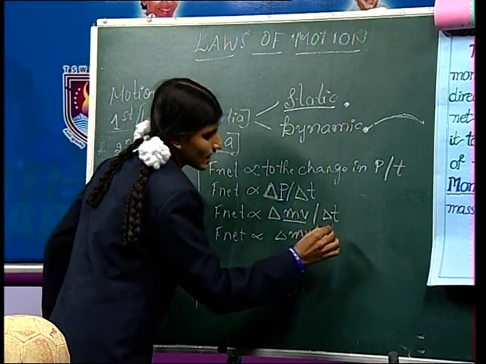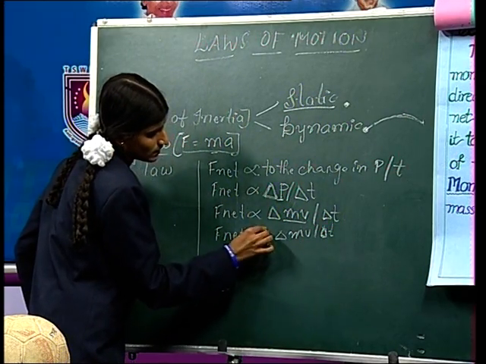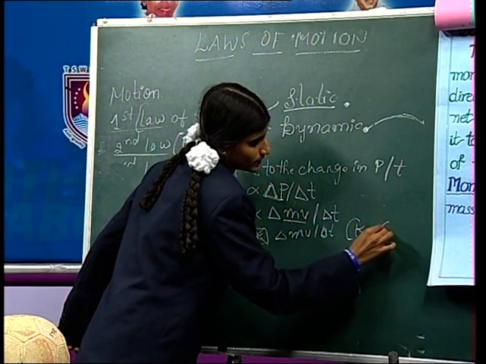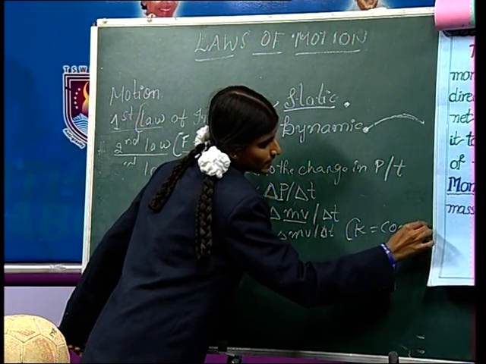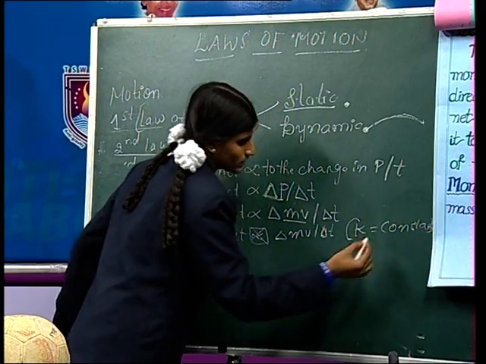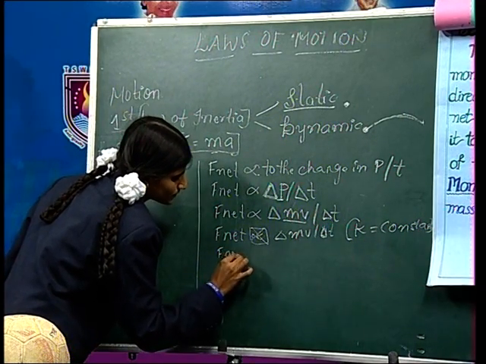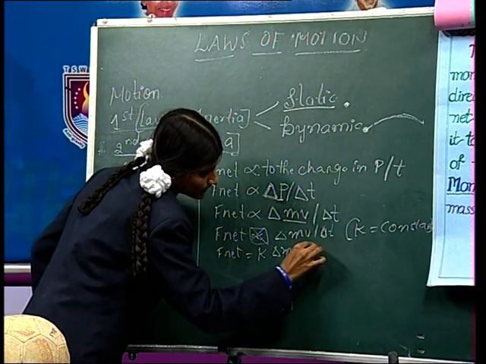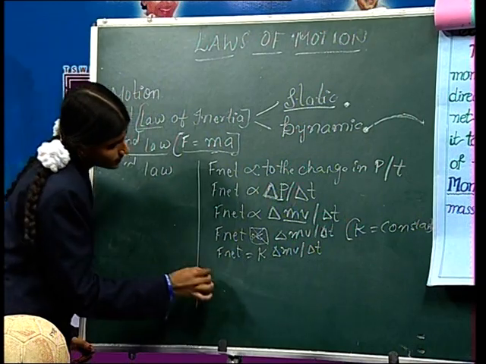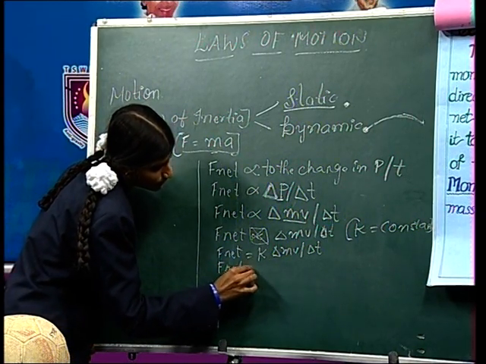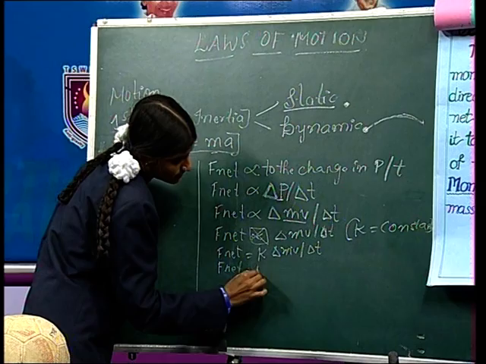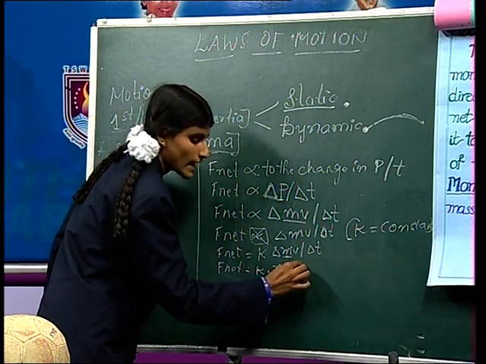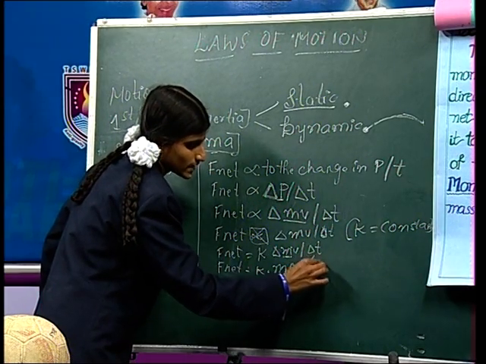And friends, here I am removing the proportional sign and I am inserting the constant k. I am taking the constant as k. Okay. So, F net equal to k delta mv by delta t. Okay friends, and see here, I am writing this m first, delta in the middle and velocity at last, by delta t.